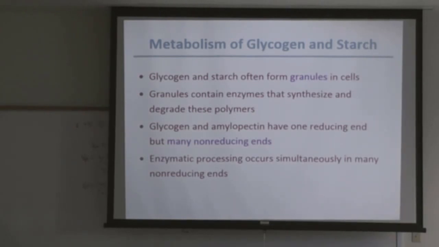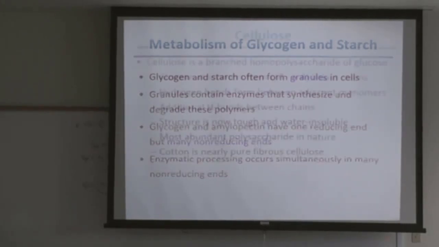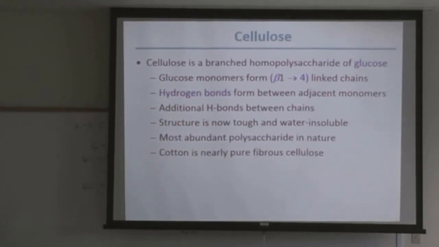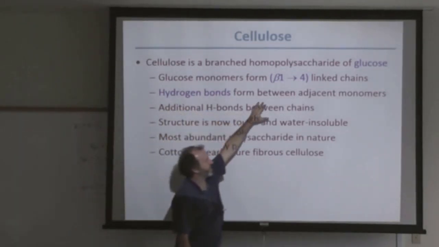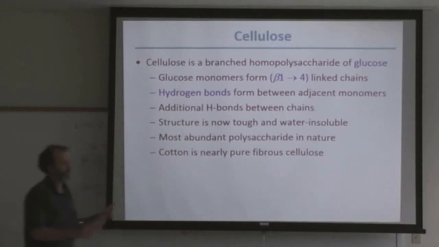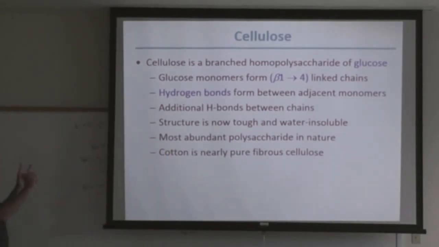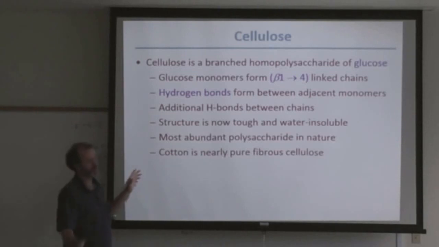And the enzyme that does that is a phosphorylase, or glycogen phosphorylase, what we just went over a minute ago. Cellulose is a linear homopolysaccharide of glucose, and glucose monomers form beta-1 to 4 linked chains. So the only difference is that cellulose has 2 glucose, but it's a beta-1 to 4. So they're both cis, right? And what this does is it alters how that is going to form.